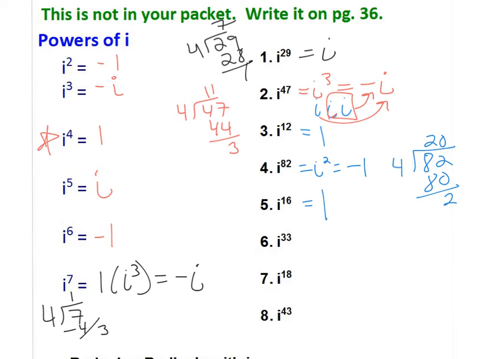For 6, let's see, 33. Oh, 4 goes into 33. 4 times 8 is 32. So that means there's 1 left over, 1 i. 18, 4 goes into 18 4 times evenly, because 4 times 4 is 16. So that means there's 2 left over, which is -1. And then 43. 40 divides by 4, so that leaves us with 3 left over, so that's -i.